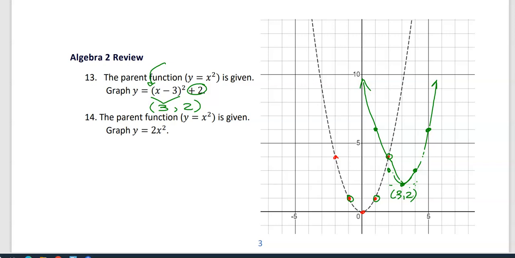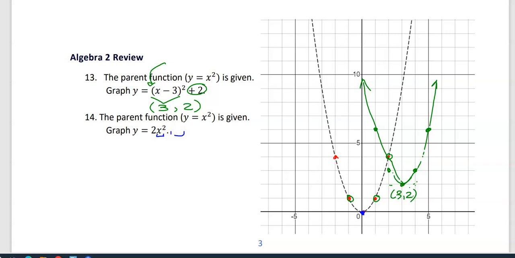Now in problem 16, there is no parenthesis, which tells me the graph is not moving left or right, and there's no addition or subtraction to the right of it. That tells me the vertex is not moving up or down. So this graph is going to start at 0, 0, just like the original function.